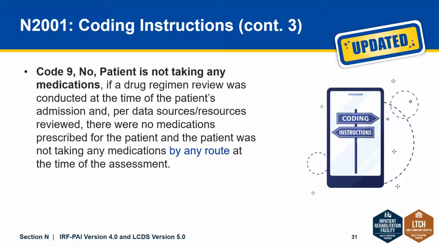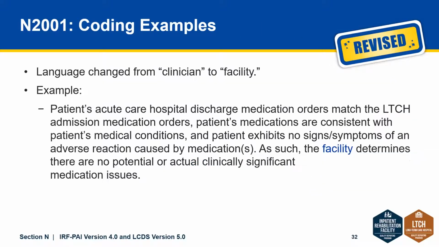Code 9 is the patient is not taking any medications. Guidance has been clarified to include medications by any route, as noted by the blue text. The coding language has been expanded from just the clinician to include facility that can determine whether there are potential or actual clinically significant medication issues.